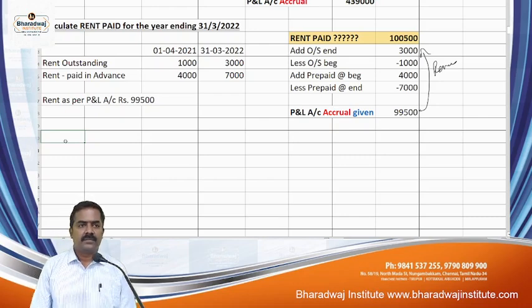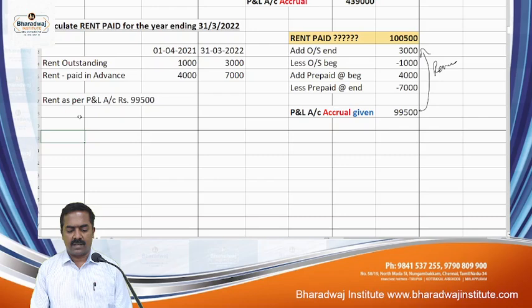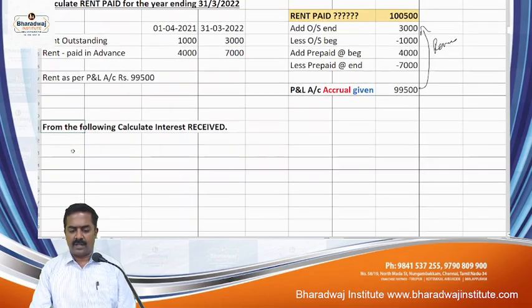Shall I give a question? Start. This is based on income. Start. From the following, calculate interest received. From the following, calculate which one? Interest received. Please take it up along with me and let us proceed.